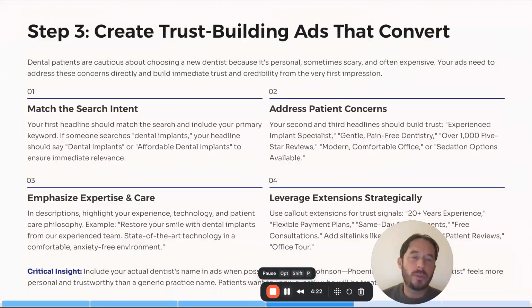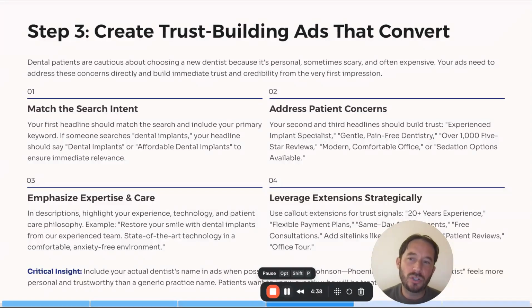Okay, so step three is to create trust-building ads that actually convert. And obviously with a dental practice and a dentist, building trust is so paramount to whether patients then become a new patient to your practice and want to book appointments. So this really is key.